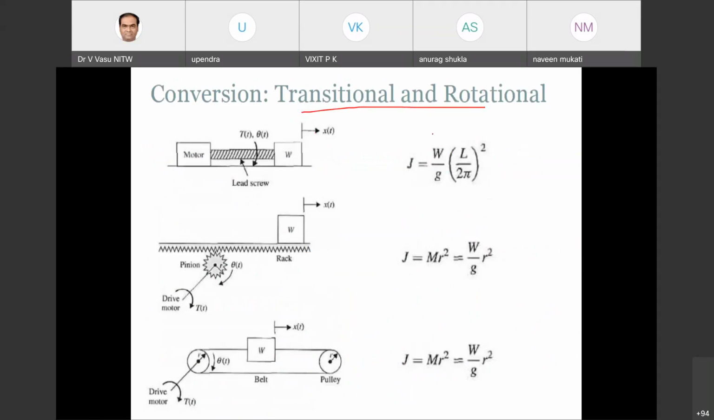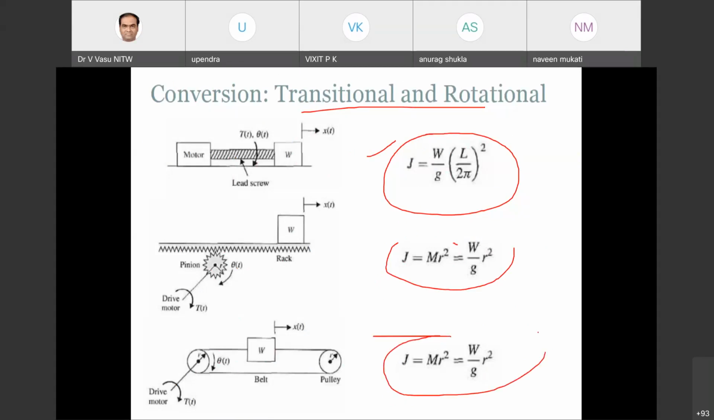The J value, as we have already explained, is the moment of inertia. If you are considering a lead screw, this formula will be considered. If it is the rack and pinion, this formula is used for the J value. And if you want a conveyor belt system, then this is the formula for the J value calculations.